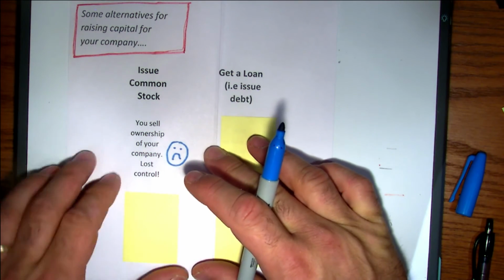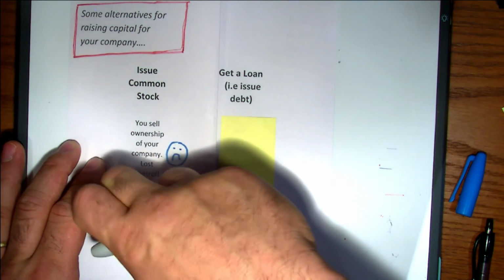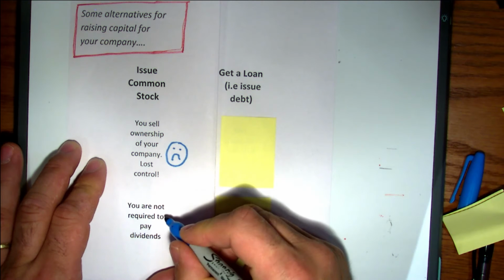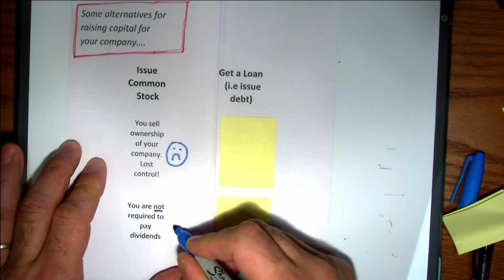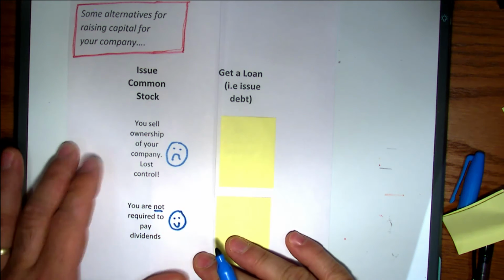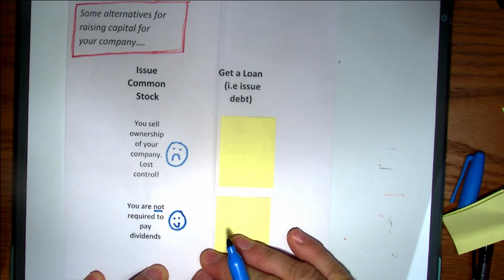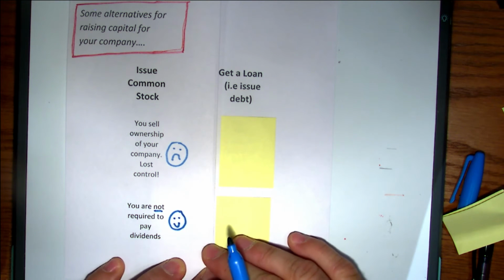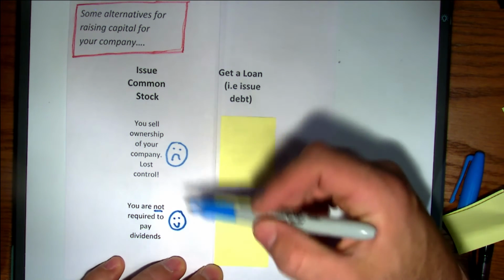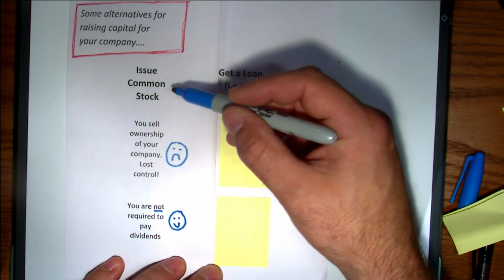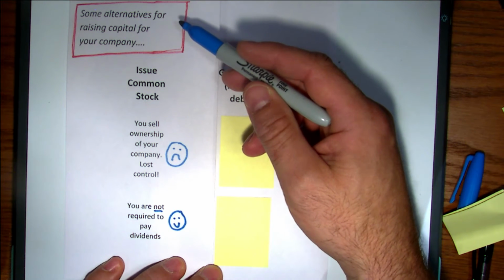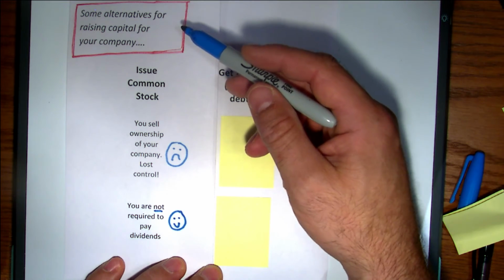Okay. Now, one good thing about issuing common stock is you are not required to pay dividends. That's a happy face. So in lean times, if you don't have cash, you don't have to pay dividends. Is that correct? Okay. So this is the good and the bad of issuing common stock as an alternative if you want to raise capital for your company.